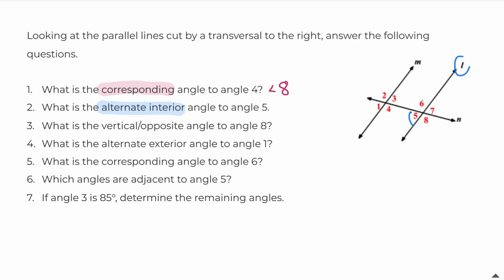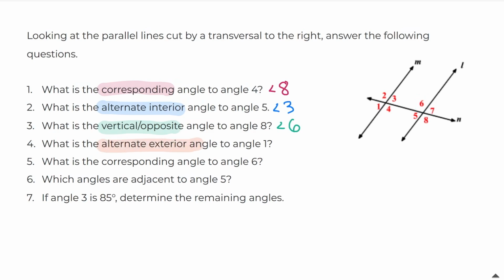So if angle 5 is on line L, then the other one has to be on line M, and it has to be on the opposite side of this transversal. So that means that angle 3 has to be the alternate interior angle to angle 5. Okay. Let's find the vertical or the opposite angle to angle 8. So this one does not require the other line. So angle 8 is on line L. So the angle that is across from it or opposite it is angle 6.